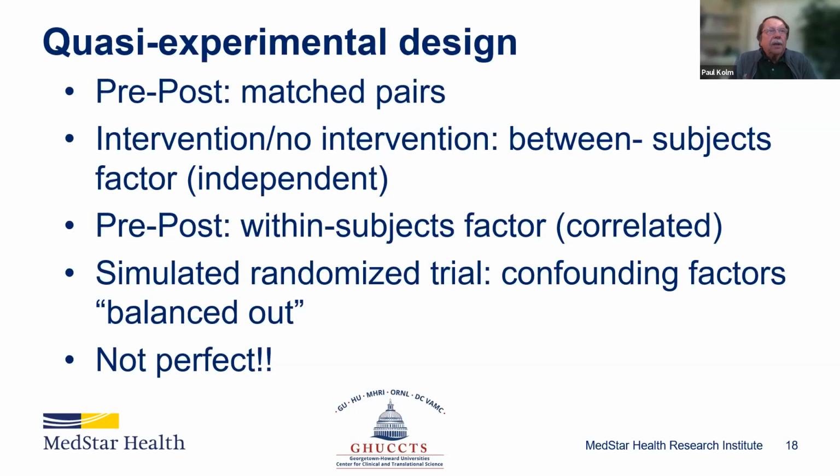And then pre and post, the within subjects factor, is now correlated, and they're correlated not because they're the exact same patients, but because they matched with respect to their propensity scores. So what we're doing is simulating a randomized trial where the confounding factors are balanced out via the propensity score. Obviously, this is not perfect, but it is one way of trying to eliminate selection bias in a non-randomized study.